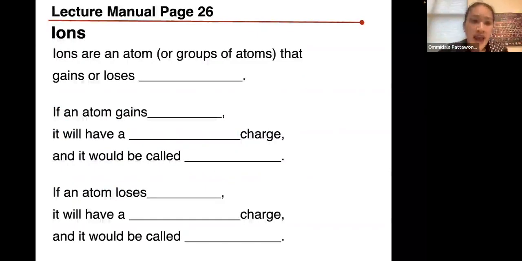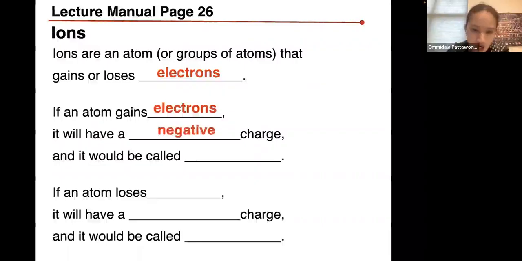Next, we are going to take a look at ions. Before, we looked at neutral atoms; in this case, ions are atoms or groups of atoms that gain or lose electrons. Note that it is only electrons; please do not change the number of protons. Ions lose or gain only electrons, not protons, because if you change the protons, you are changing the type of element. So if an atom gains electrons, it will have a negative charge.